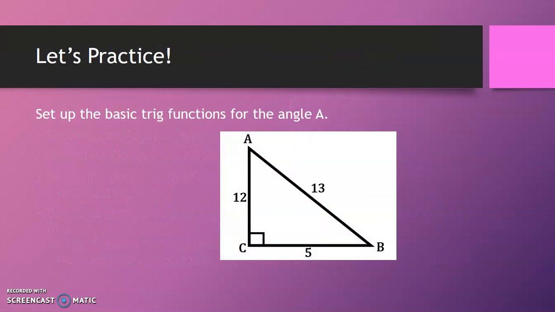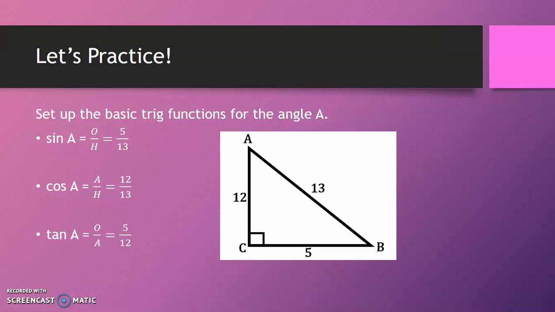So let's do a practice problem here. We're just going to set up the basic trig functions for the angle A. So if I wanted to do sine, that would be opposite over hypotenuse. So opposite of capital A is the 5, and then you put that over the hypotenuse, which would be the 13. Cosine would be adjacent over hypotenuse. So the adjacent side is that 12 because it's next to the A, and 13 is still going to be the hypotenuse, so 12 over 13.